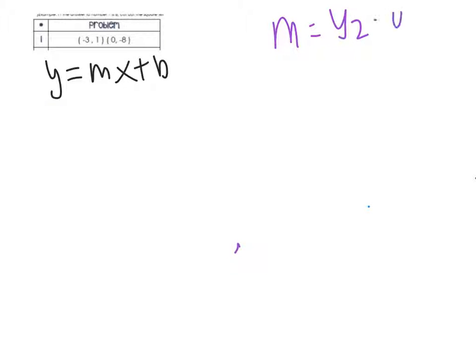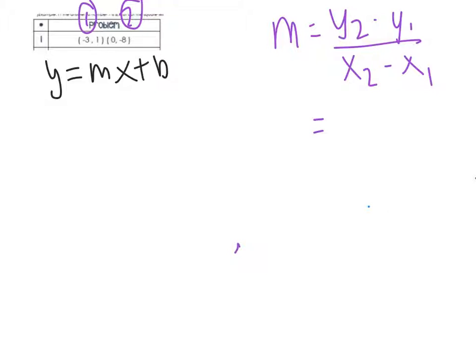And we know that we want to put it in slope-intercept form, which is our y = mx + b. And we know that the first thing we said we had to do is find the slope. So we know that our slope is m = (y2 - y1) / (x2 - x1). I'm going to make this point 1, I'm going to make this point 2, just to make it easy so we're all on the same page.